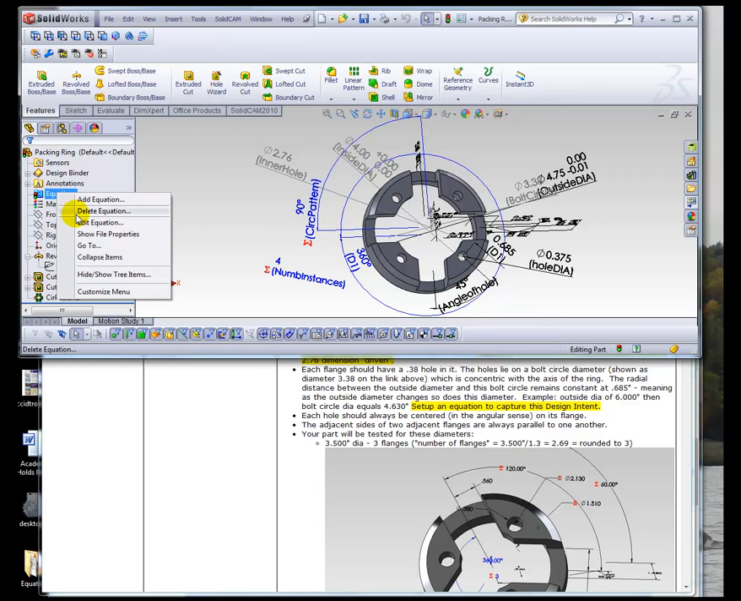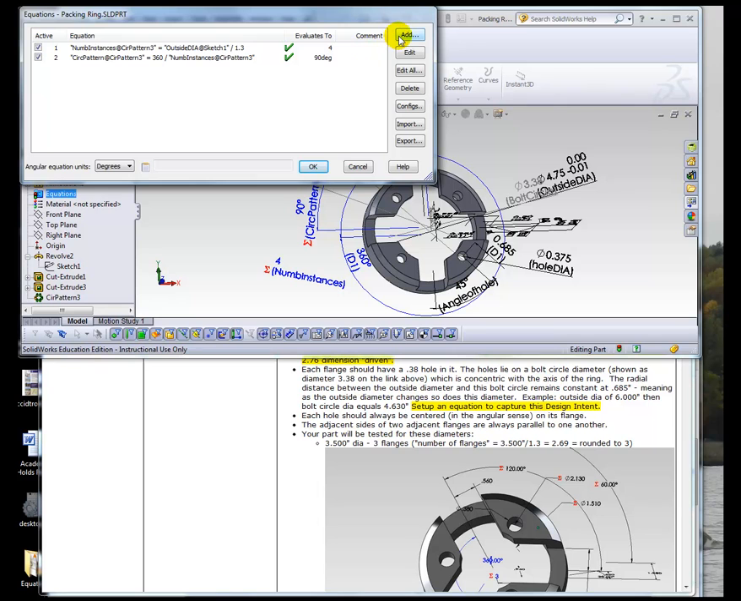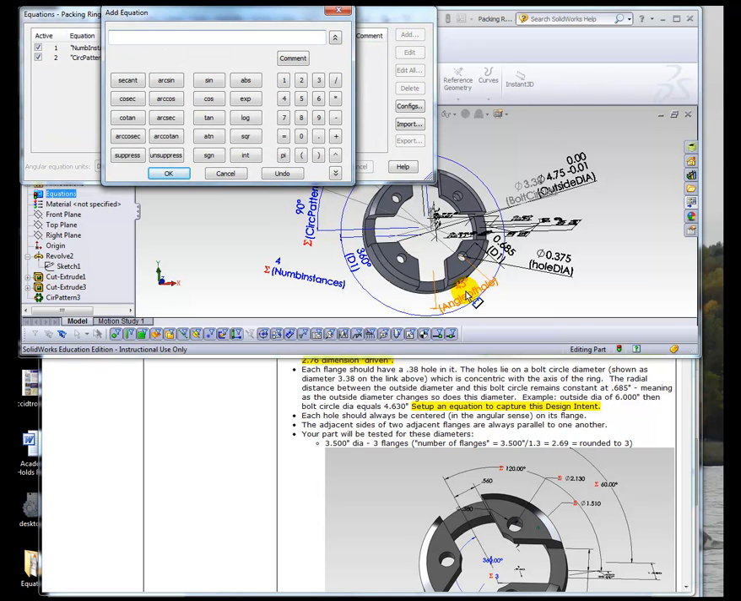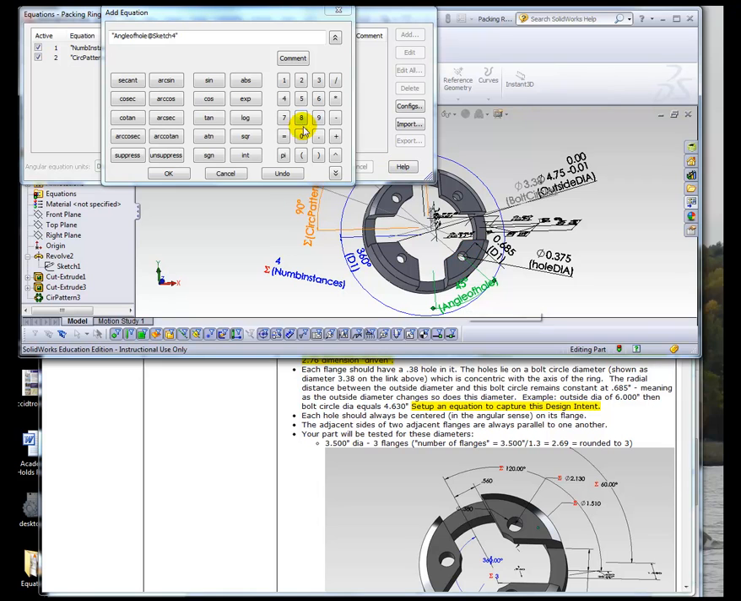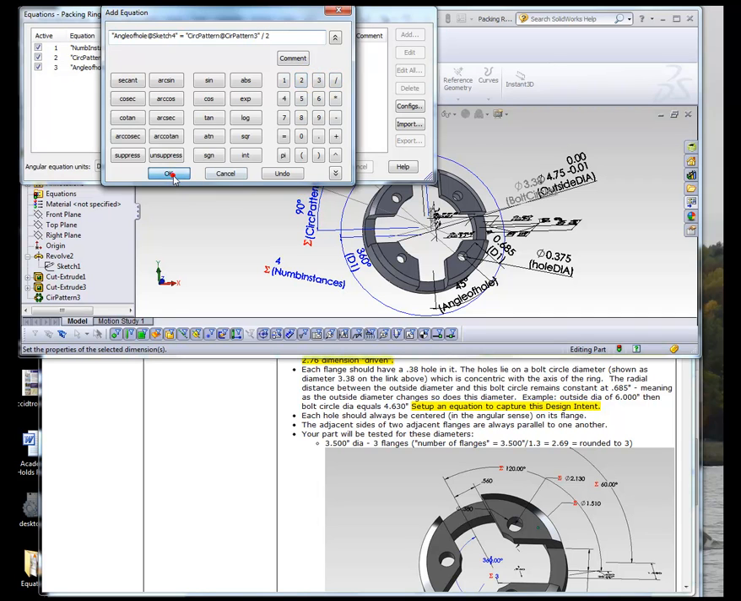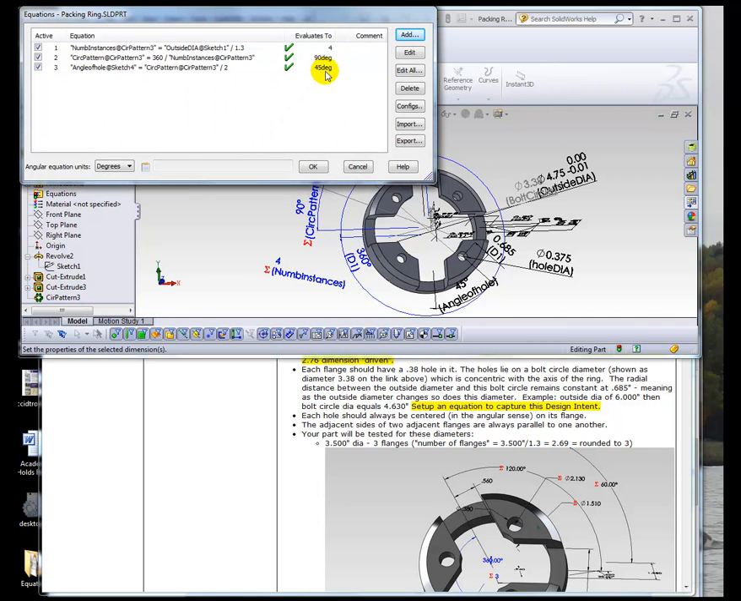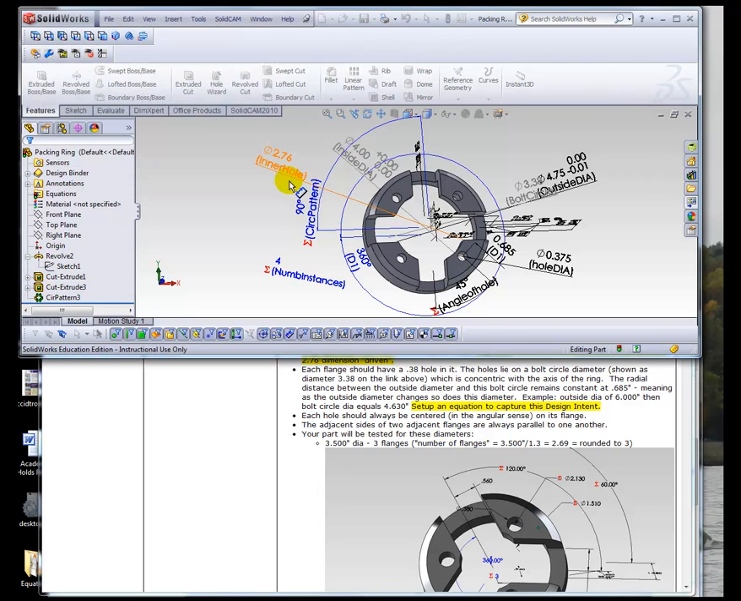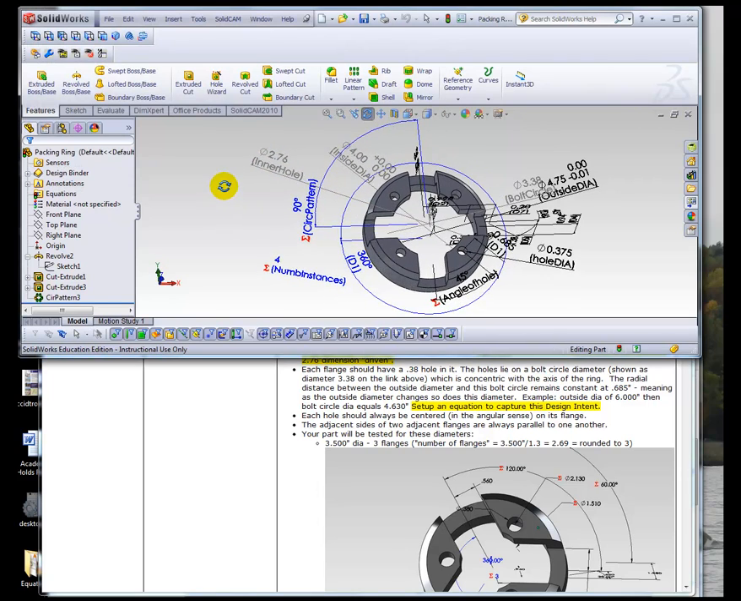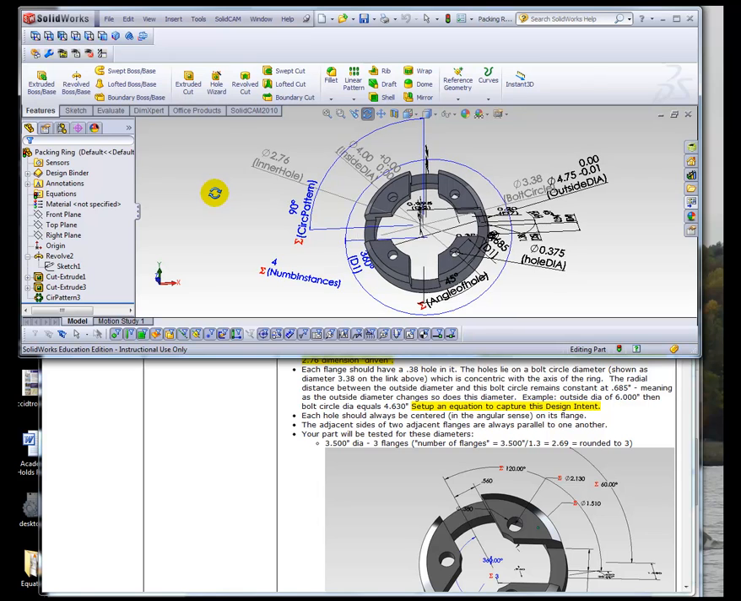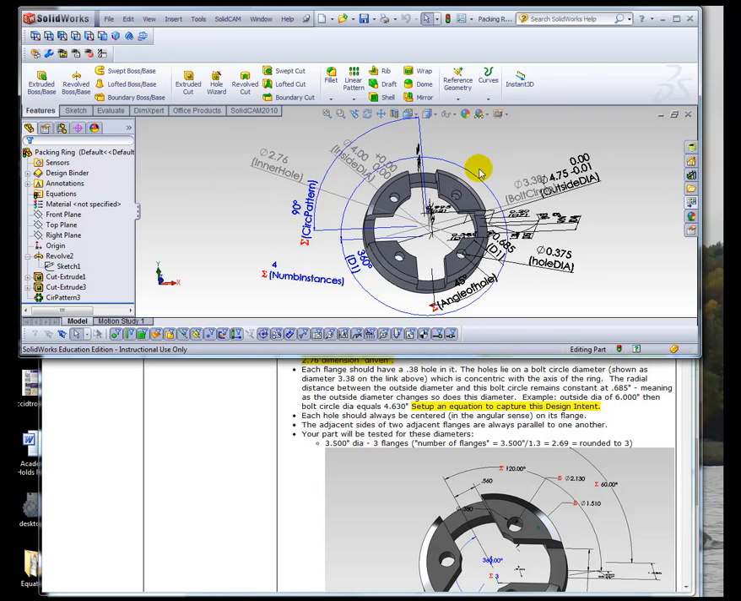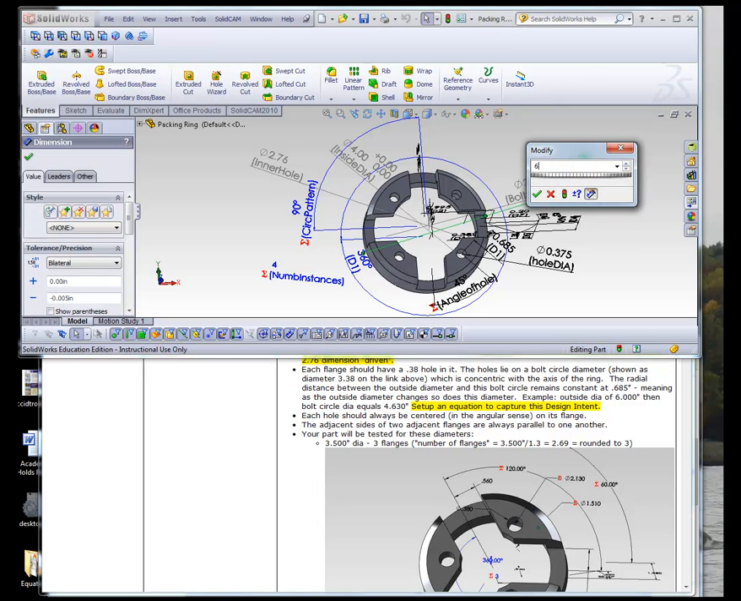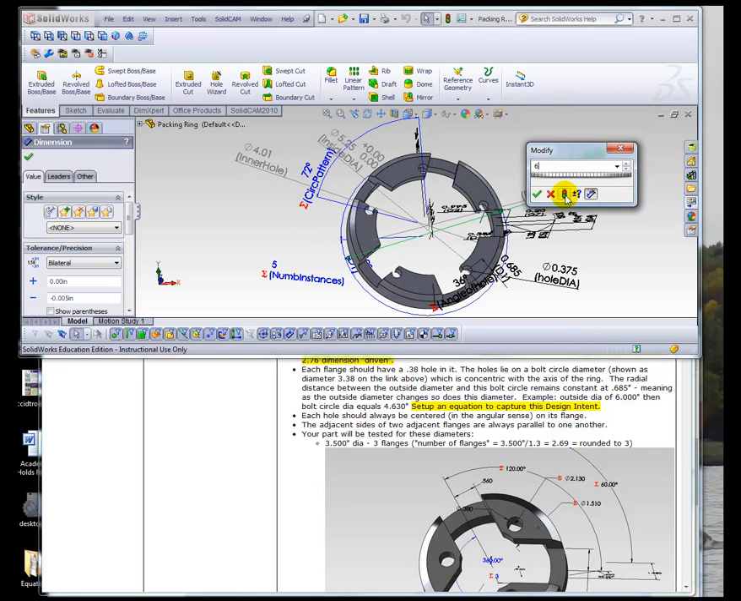So I'm going to right mouse click, edit equations. I want to add an equation. This variable is dependent on or equal to this variable divided in half. That's the relationship. And of course, it's 45 degrees. So that's good. I do believe we should try this. I'm going to change this to 6 and rebuild it.